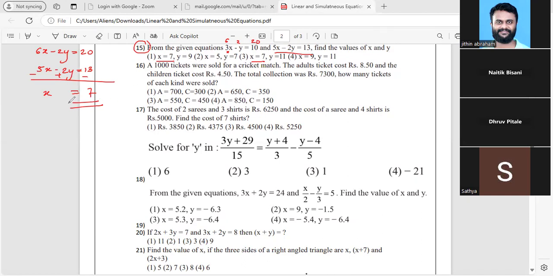Now I'll have to substitute x in any of these equations in order to find y. So let me consider the first equation, that is 3x minus y is equal to 10. So when I substitute 7 over here, I'll be getting 21 minus y is equal to 10. That gives me 21 minus 10 is equal to y. That means y is equal to 11, which means option 3 will be your correct answer.